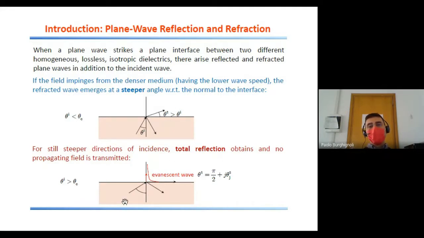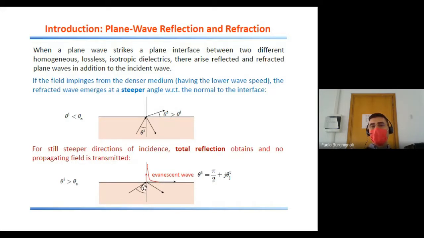real power associated with the incident wave is reflected back, so there is no average transfer of power in the second medium. However, in the second medium, a wave does exist, but that's a different kind of wave with respect to the incident wave, since it is an evanescent wave.